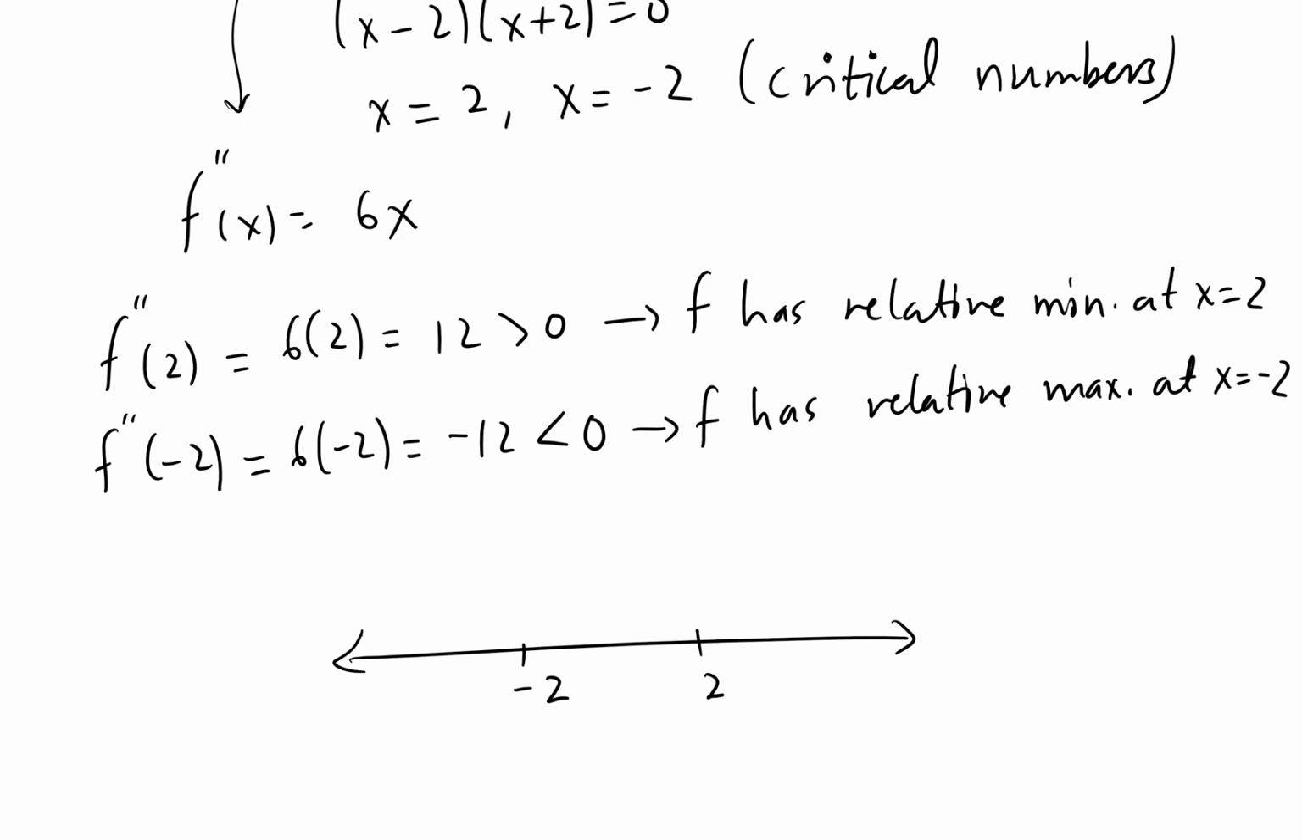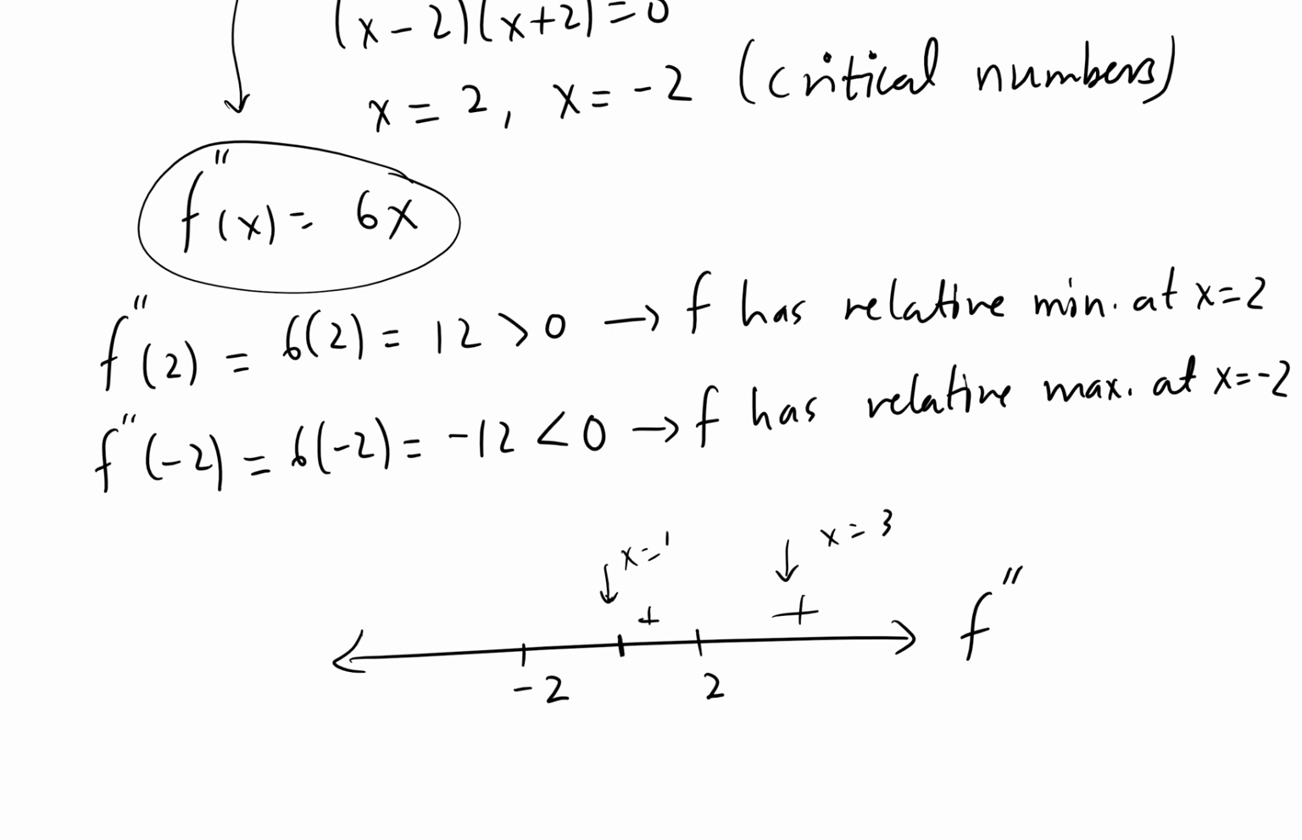These are the only critical values we have. And this is the number line for the second derivative. If we pick a testing point, say x equals 3, and substitute into the second derivative, that gives us a positive. If you pick something in between, say x equals 1, that's going to give us positive.